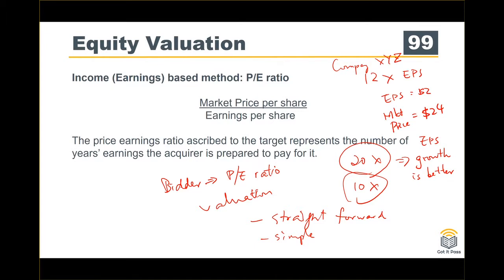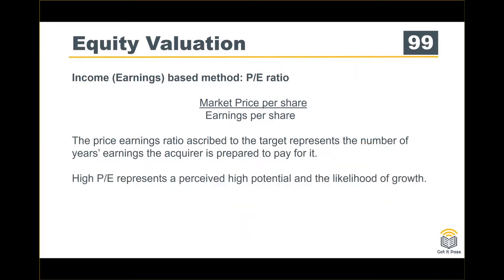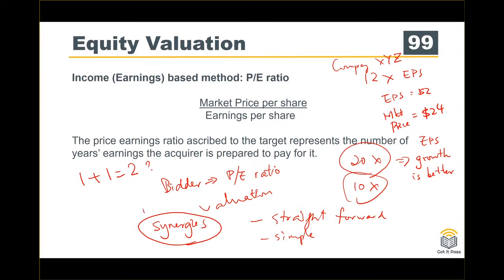But the weakness is the PE ratio is produced from accounting data, and it is only a snapshot of profits. It does not integrate any synergies in the calculation. Synergies means after acquisition. For example, in an acquisition, does 1 plus 1 equal 2? Maybe not, right? Because inside there are synergies.